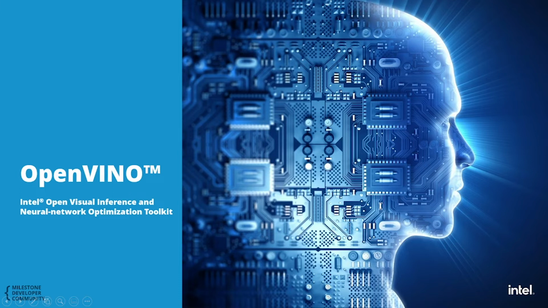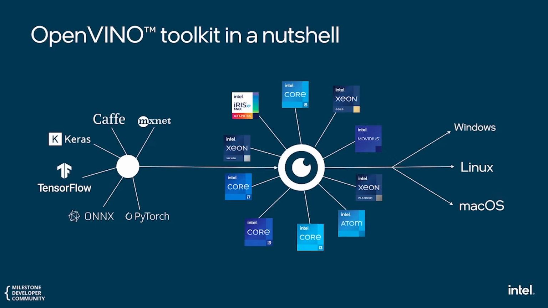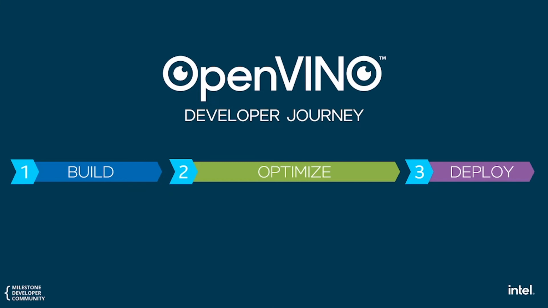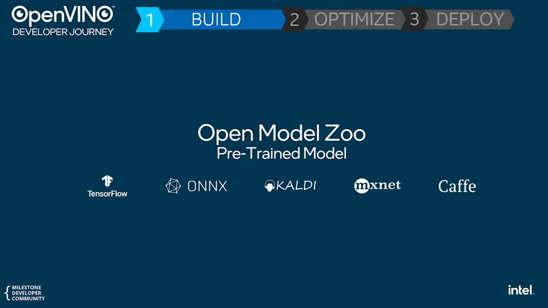Now let's jump into specifics of Intel OpenVINO, the Open Visual Inference and Neural Network Optimization Toolkit. In a nutshell, this is all you need to know about OpenVINO. It's supported by all the most popular frameworks, by any Intel hardware, and by any kind of operating system. This is a key part of the Intel AI software ecosystem. So I'm going to take you on a developer journey now and show you how easy it is, in fact, to deploy an AI application with the Intel OpenVINO Toolkit.